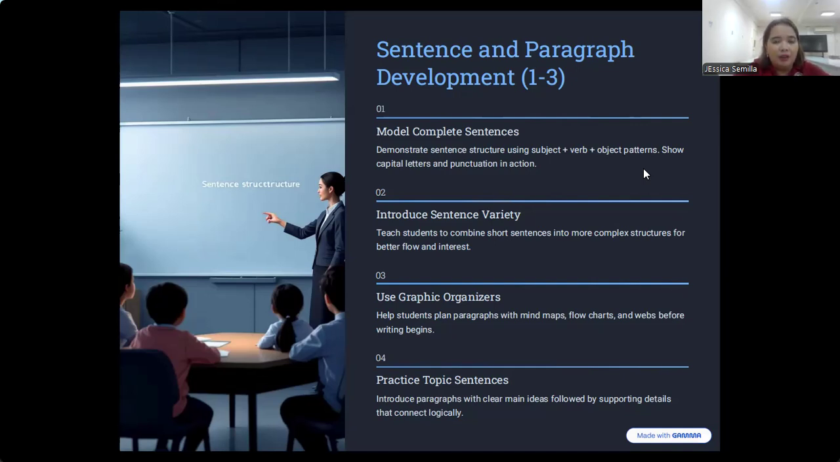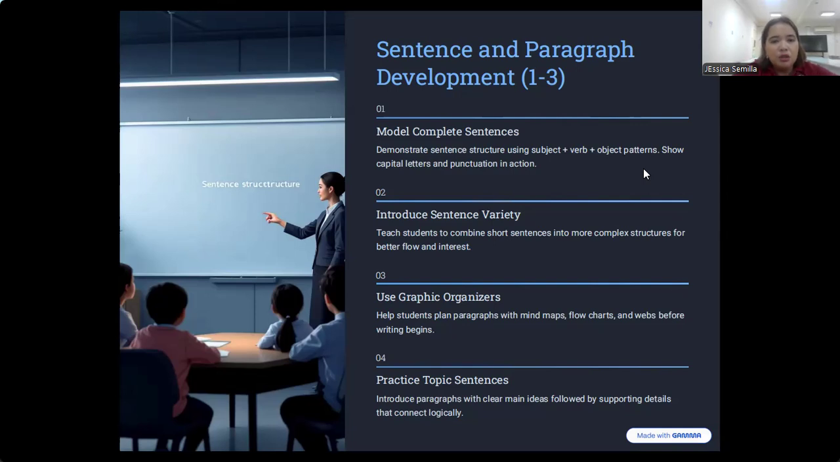So therefore, they need to have a model of complete sentences. They should be shown sentence structure, correctly using subject and verb plus object patterns, showing capital letters and punctuation in action. The difference between writing and speaking is, of course, we are very particular with technicals. So we need to make students understand that technicals in terms of writing are very important. So we also need to introduce to them different, creative ways of presenting sentences, how we can modify sentences so that they would not always be presented the same way.